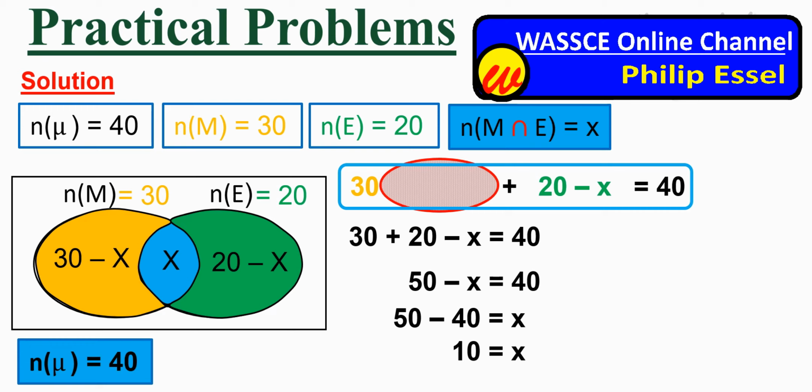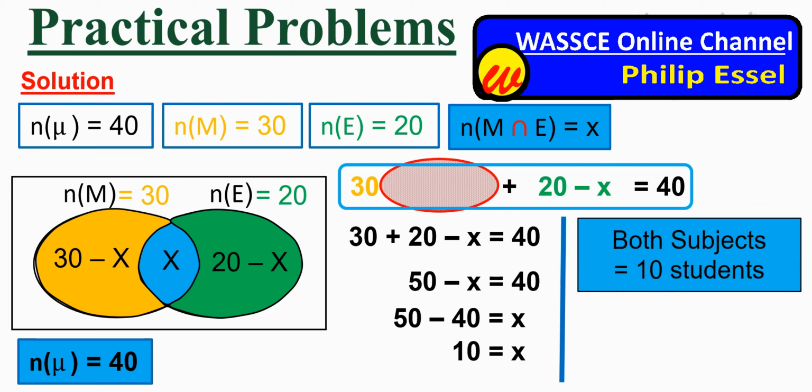And we also know that the number of mathematics intersection English is x. What it means is that we've been able to find the number of students who read mathematics and English at the same time. So that value will also be 10. Therefore, the number of students who read both mathematics and English at the same time is equal to 10 students. It's as simple as that. Let's look at another problem.